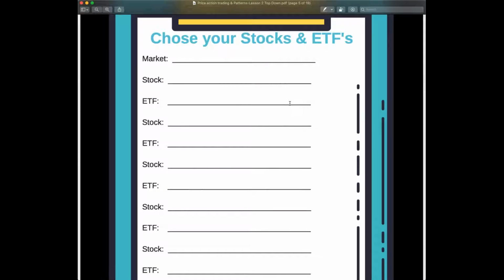All right, so homework number 1: choose your stocks and ETF. For this homework, you're only going to choose 1 stock, 1 ETF, 1 market.